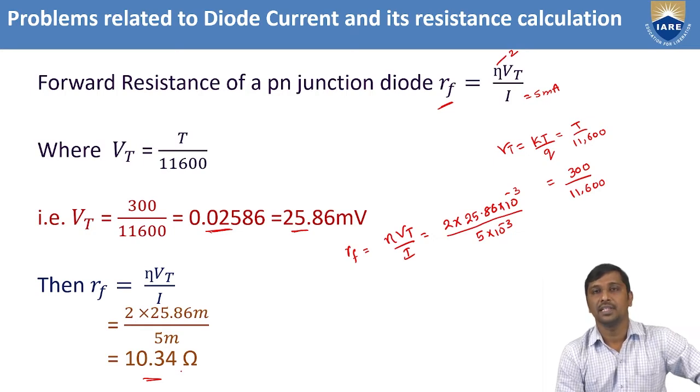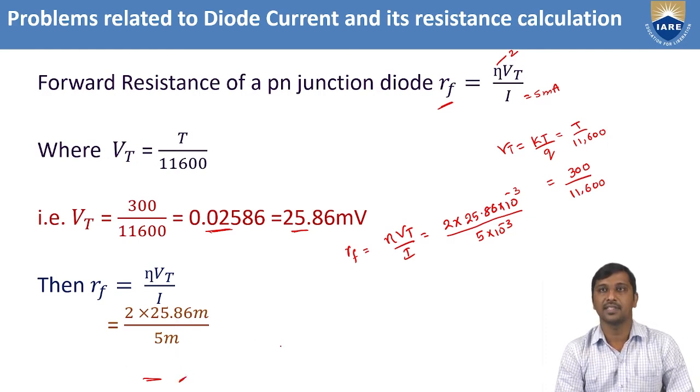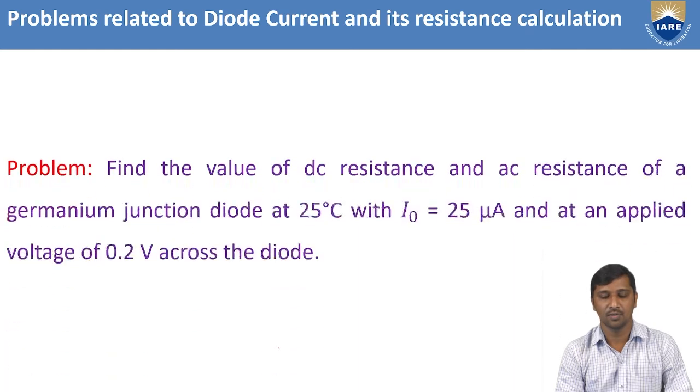Now we need to verify this theoretically. We know that when the diode is forward biased, it offers a very small forward resistance. So practically, based on the given statements, this is also a very small resistance, 10.34 ohms. This is based on your given statement. Now we'll see another problem.